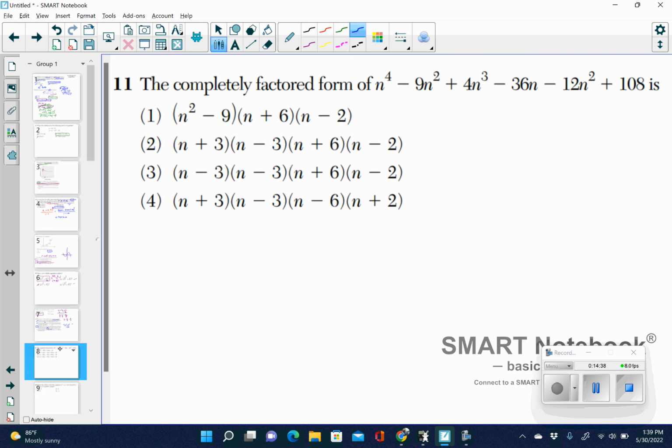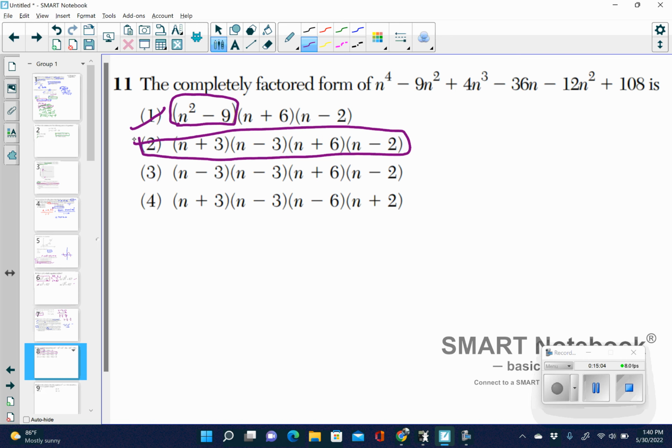So in looking at these answer choices, I want to work smart, not hard. Automatically, I can tell this is not factored as much as possible. So this is wrong. Okay. You could just factor that and be like, okay, this is n plus 3 and n minus 3. And then everything else is going to match n plus 6, n minus 2. So this is the correct answer. If you want me to go through it, I can real quick.